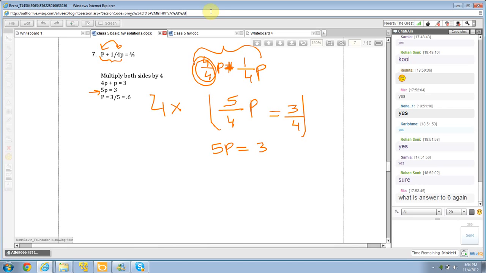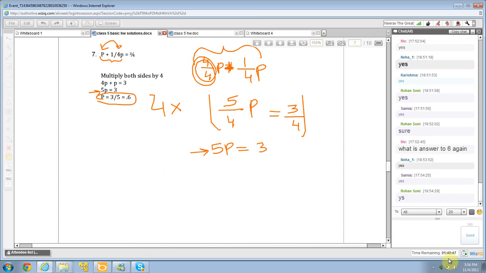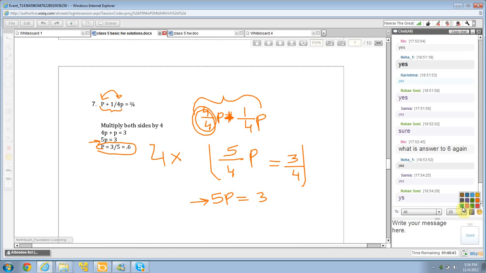So you can see here, the equations you're going to get towards the end are going to be the same. It's just two ways you can approach it, whichever one you feel more comfortable with. So now we've gotten to this step, and it just becomes the same problem. You divide both sides by 5, p equals 3/5, which equals 0.6. So does that make sense to everyone? Okay, sounds good.